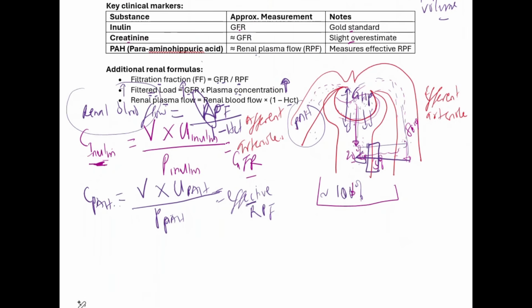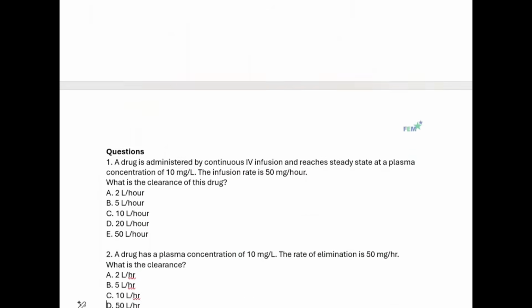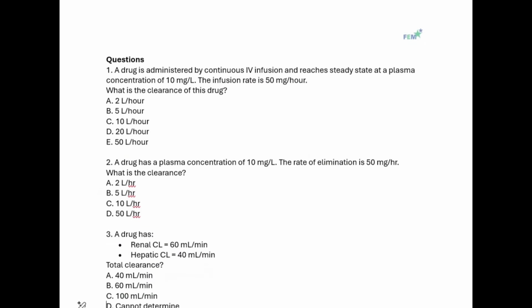This is a very important, well-tested concept on the exam. So now that we've learned about drug clearance and renal clearance, let's do some questions together. The first question: a drug is administered by continuous IV infusion and reaches steady state at a plasma concentration of 10, and the infusion rate is 50 milligrams per hour. What is the clearance of this medication?